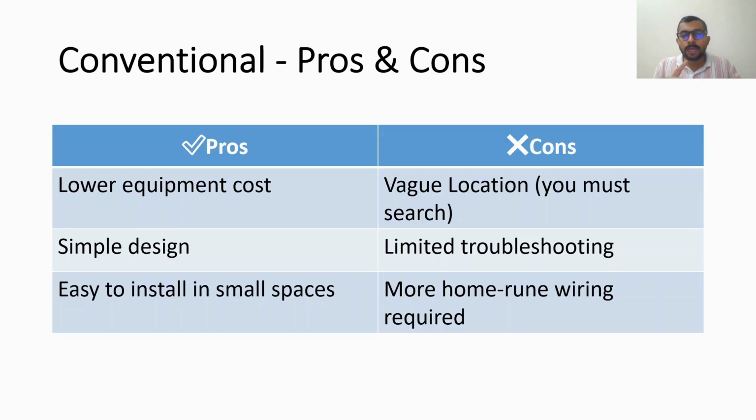So we have discussed this. I don't want to go through it again, this is the summary of pros and cons. In terms of cost, the conventional system is cheaper. The design aspect is also easier, and it is easier to install in small spaces. When it comes to the cons, the location is a problem. It doesn't give you a specific location. The troubleshooting is limited, and in terms of cable and conduit routing, you need more quantity of cable and conduit.